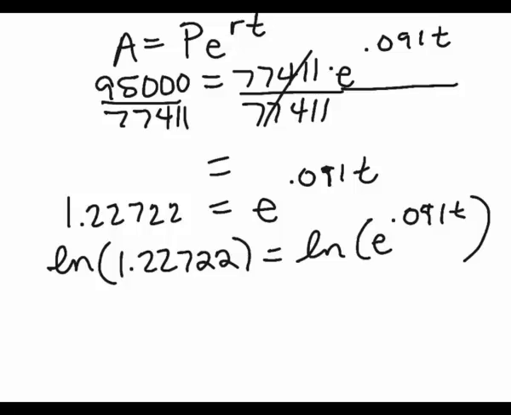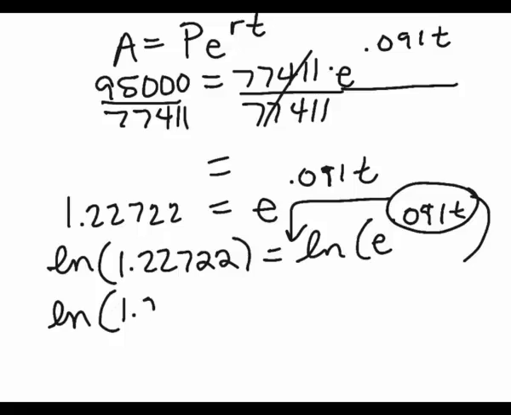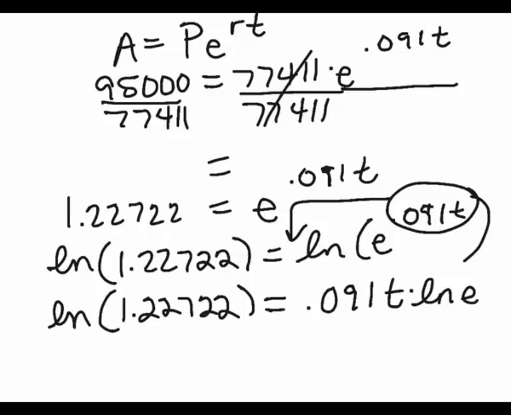Okay, now why did we do that? Because now that we've taken the natural log, the exponent can become a coefficient. So this is going to become the natural log of 1.22722 equals 0.091t times the natural log of e. And I told you that the natural log of e is just 1, so that's gone.